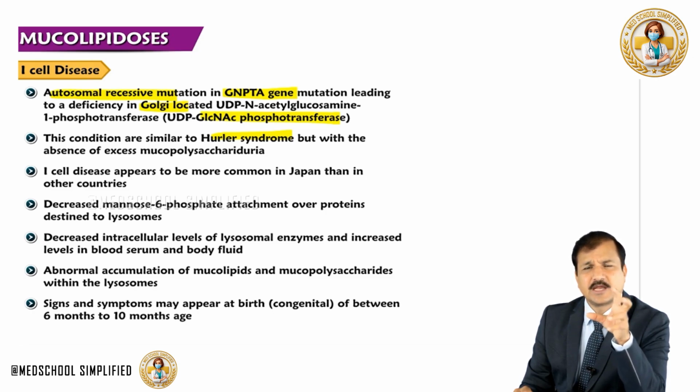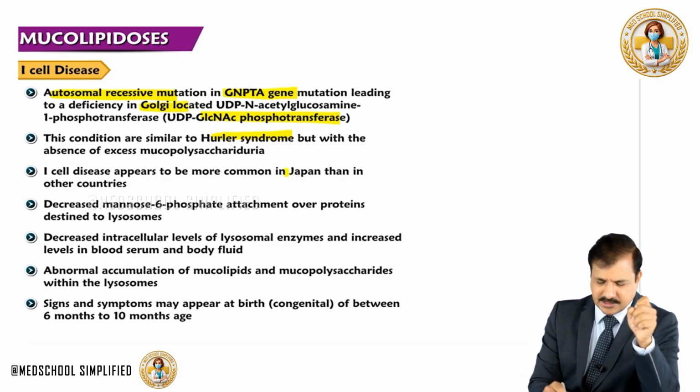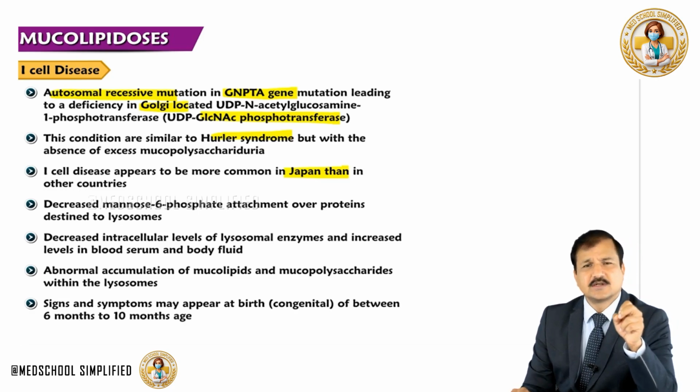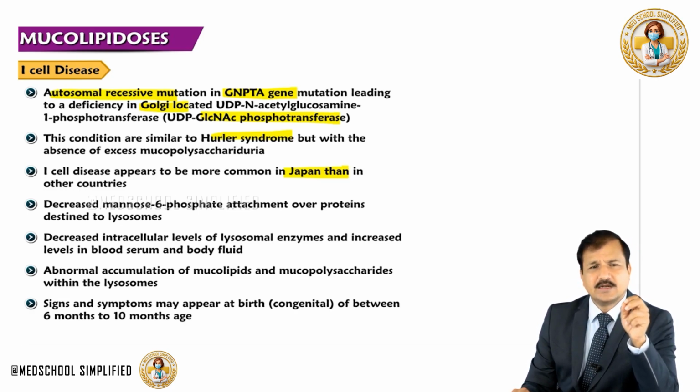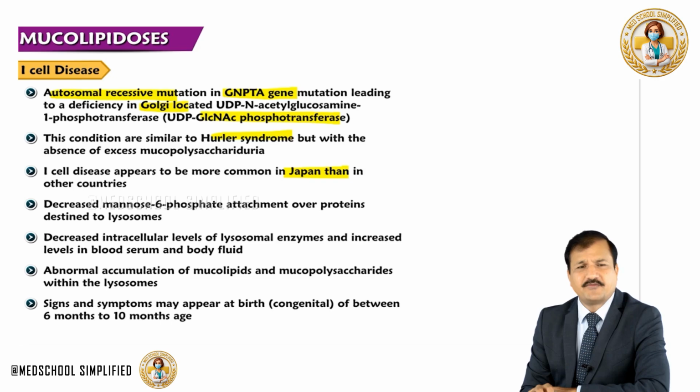So, Hurler syndrome can be a differential diagnosis for I-cell disease. Remember that. But we have ways to differentiate Hurler and I-cell disease. We will go into the details as we move on. Now, I-cell disease appears to be more common in Japan than other countries. Remember that.